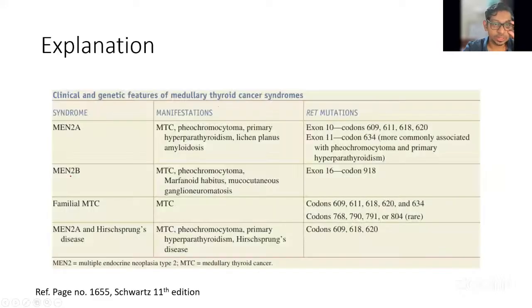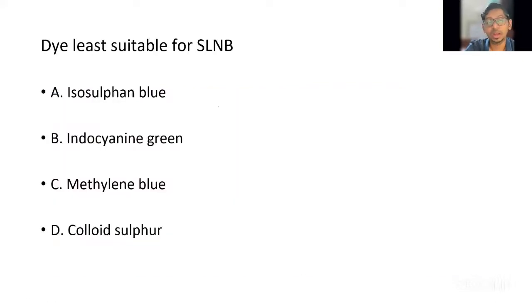So let's look at this quickly. Look at this table. As I told you, both MEN 2A and MEN 2B will have MTC and pheochromocytoma. MEN 2A will have primary hyperparathyroidism. However, MEN 2B does not have any primary hyperparathyroidism. Instead of that, you get these mucocutaneous ganglioneuromas, and you can get marfanoid habitus. So this is how MEN 2A and MEN 2B differ. MEN 2B is basically a 918 mutation, whereas in MEN 2A the most common is a 634 mutation. So this is what you need to know from this table. The picture of a MEN 2B mucosal neuroma has been given to you. Very easy to identify this.